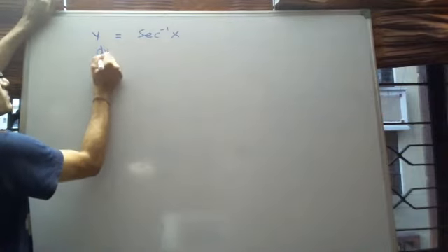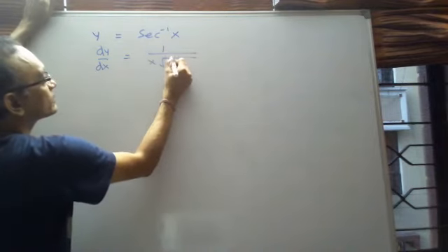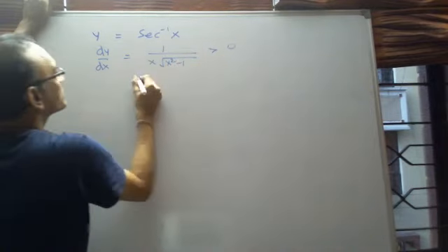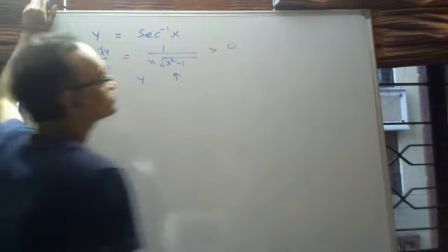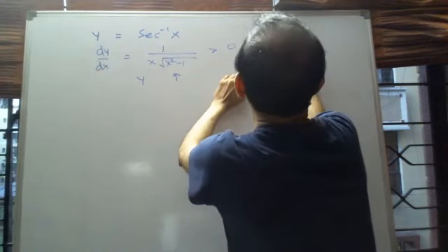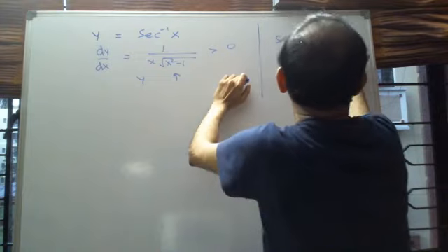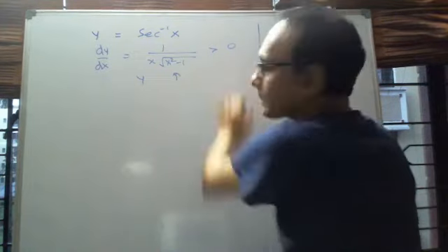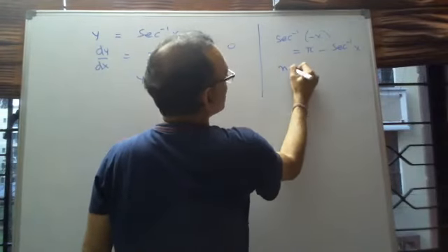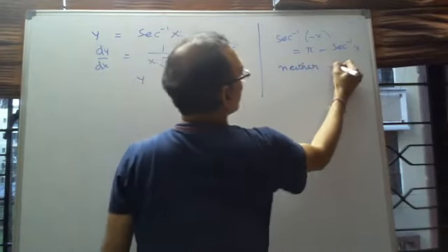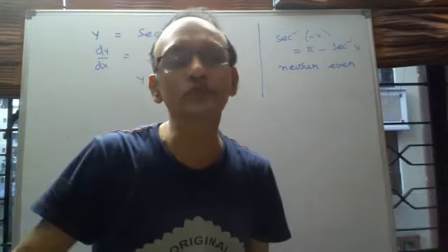dy/dx plus b, x root x square minus 1. Yes sir, positive, so y is increasing. Also, let me tell you, sec inverse of minus x is pi minus sec inverse x. So it is neither even nor odd. Whose range is 0 to pi, that's going to be neither even nor odd.